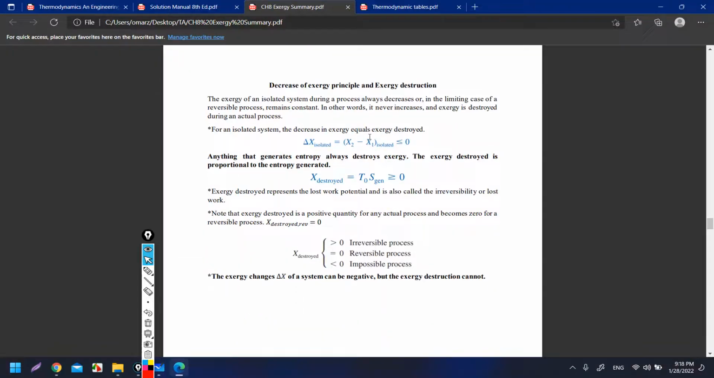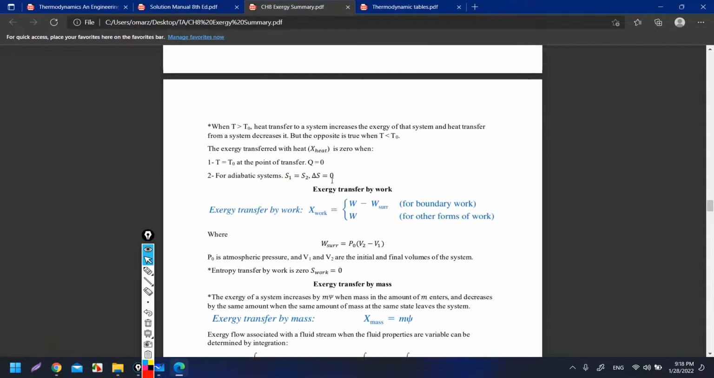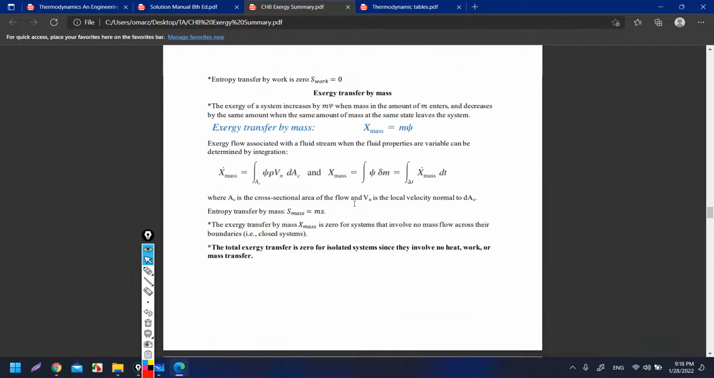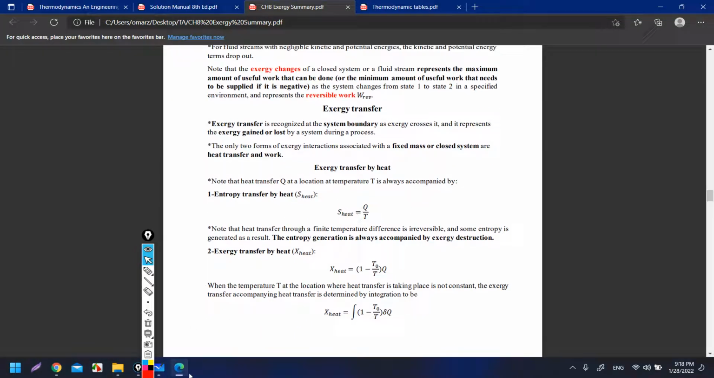Okay. Also exergy transfer by work, we have the work minus the surrounding work, similar to the useful work. So here we only have the heat transfer in our problem.